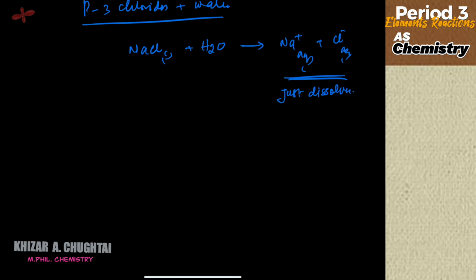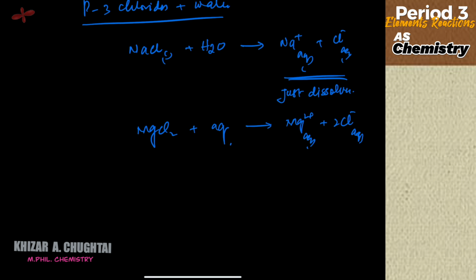The next one is MgCl2. MgCl2 solid, when it is dissolved in water, is going to make, first of all, magnesium 2 positive ion plus 2 moles of Cl negative ion aqueous. Initially this reaction is happening; this is the first stage, and it is said to be dissolution. Just dissolve, in the first step.